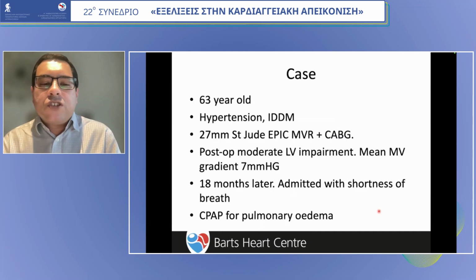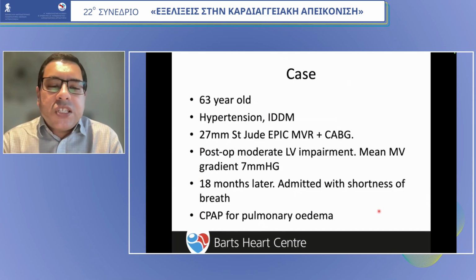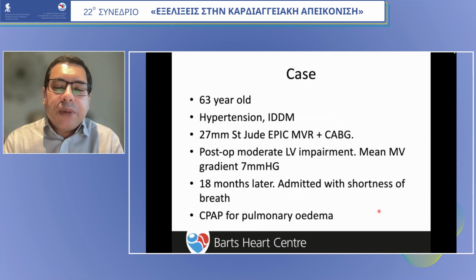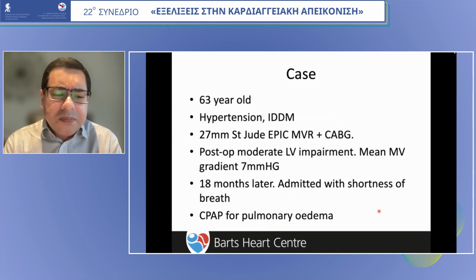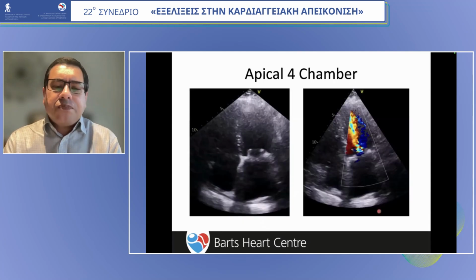So this has gained a lot more traction recently. Here's a 63-year-old who's diabetic and had a bioprosthetic mitral valve and bypass. Post-op, they had a little bit of patient-prosthesis mismatch with a slightly elevated gradient. 18 months later, they get admitted with shortness of breath and pulmonary edema.